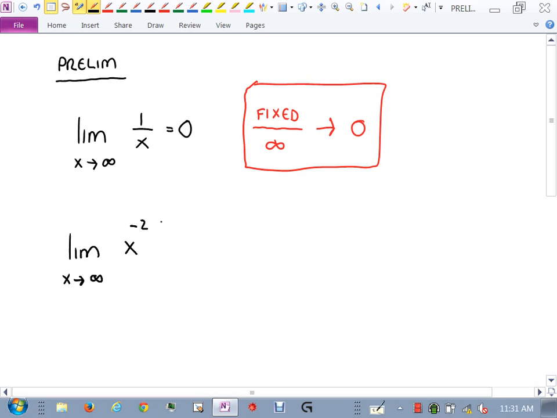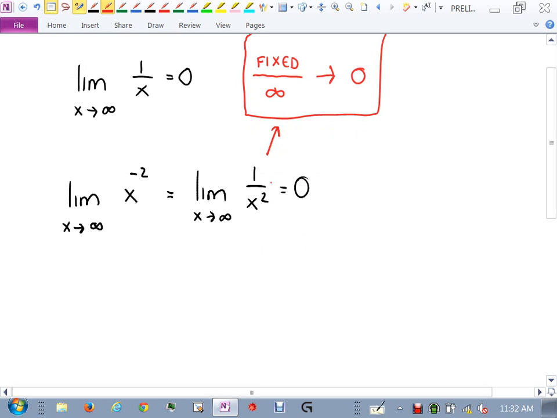Zero? Yeah, because if you rewrite that, x to the negative 2 is 1 over x squared. And then we're back in the same boat, right? We have a fixed number over something becoming infinite. It's going to go to infinity. I mean, sorry, it's going to go to 0. It's going to go to infinity on the bottom. So I'll just draw an arrow. It's the same situation as we had up there.